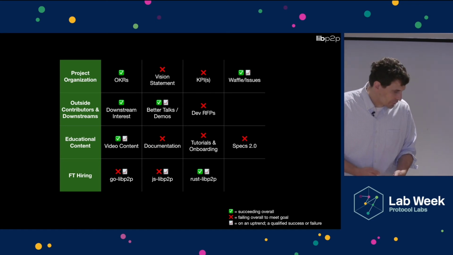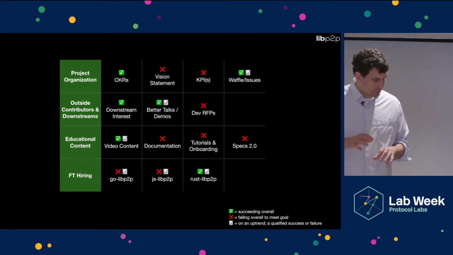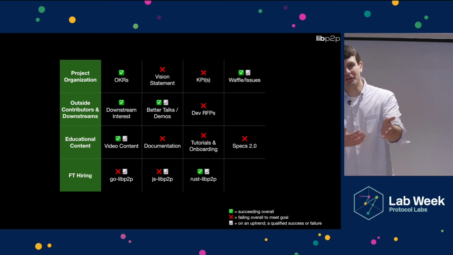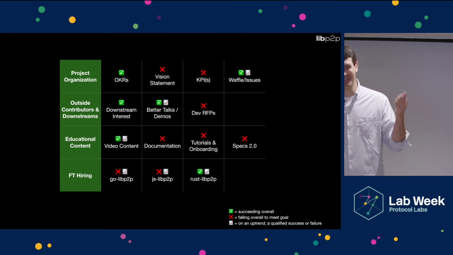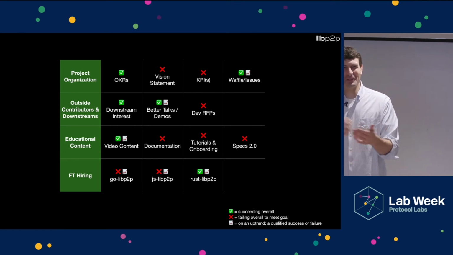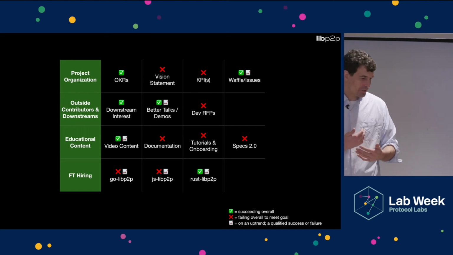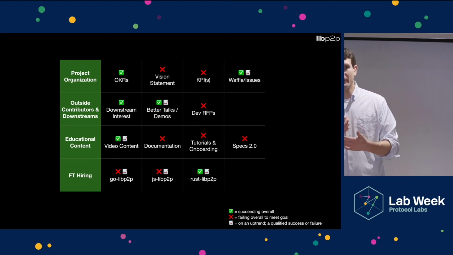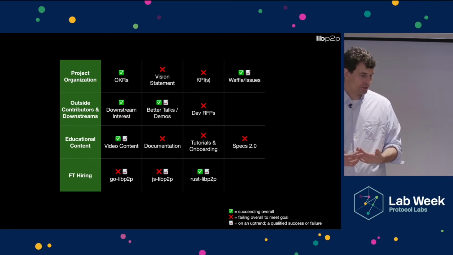And on full-time hiring, we've done really well. We have Raul, which is awesome. You're like our most successful hire of the last quarter. We're so excited. But we were hoping to hire 2 or even 3 of you, so we didn't achieve that. So we're on an uptrend, but we're not quite there yet. JS libp2p is the same way. We have made some hires, but we have more ambitious goals than what we achieved.